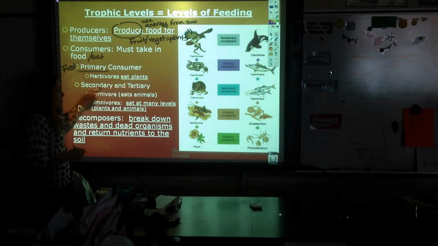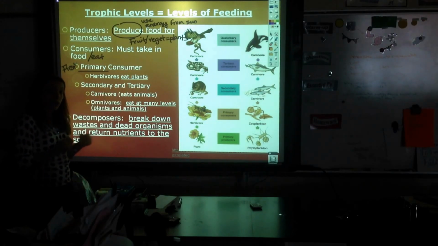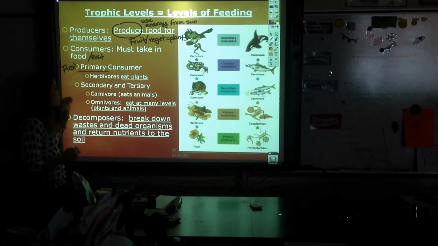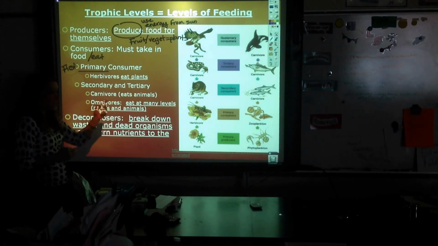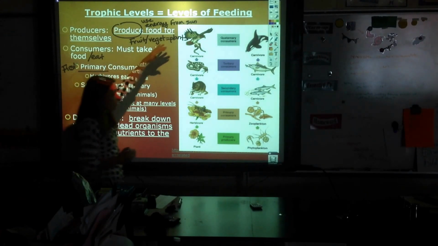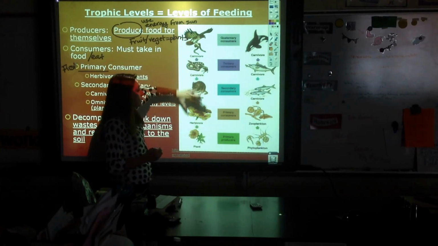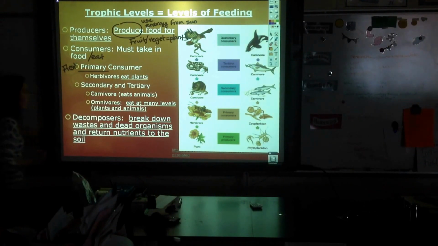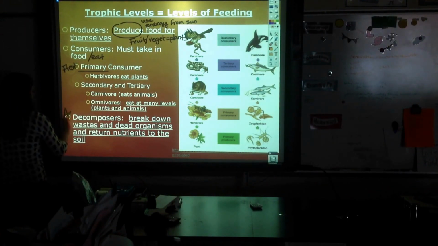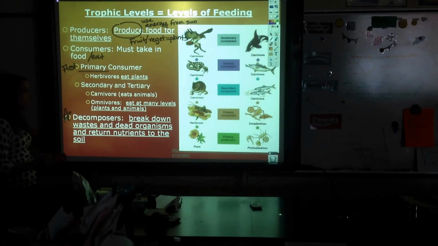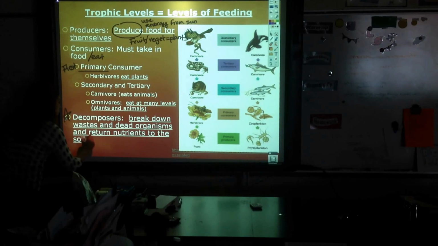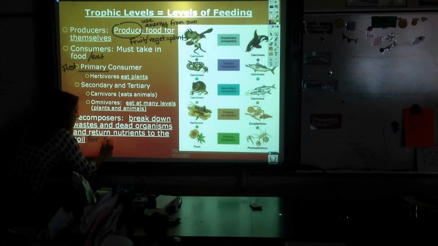If you are a secondary or tertiary consumer, you actually eat animals. Carnivores eat only animals, and omnivores eat at many levels. Omnivores, notice there's not a picture of an omnivore on here, but an omnivore eats both plants and other animals. But then we have a really important group that we don't want to forget called decomposers. Decomposers break down waste and dead organisms and return nutrients to the soil for recycling.